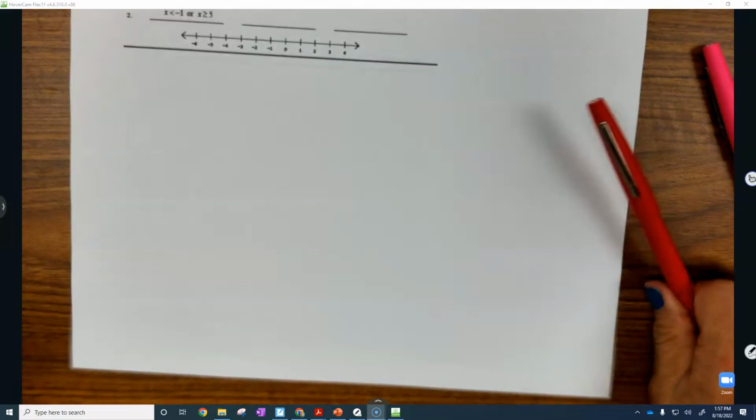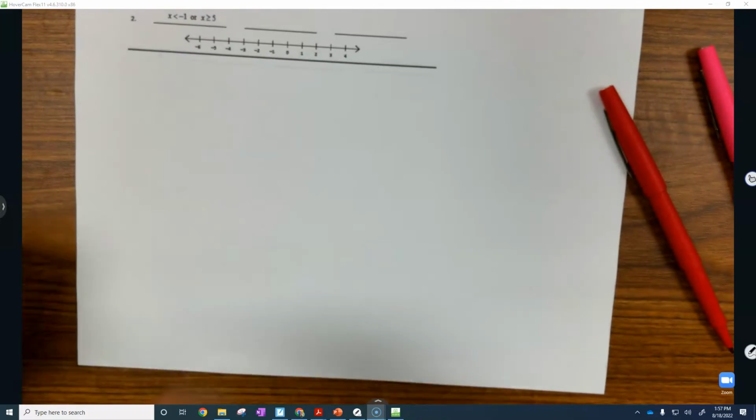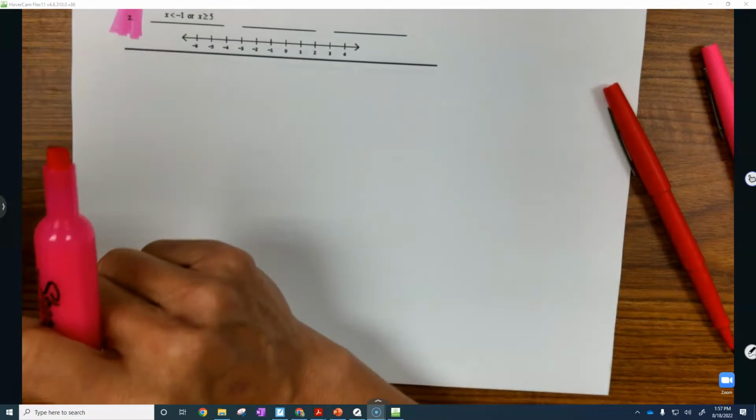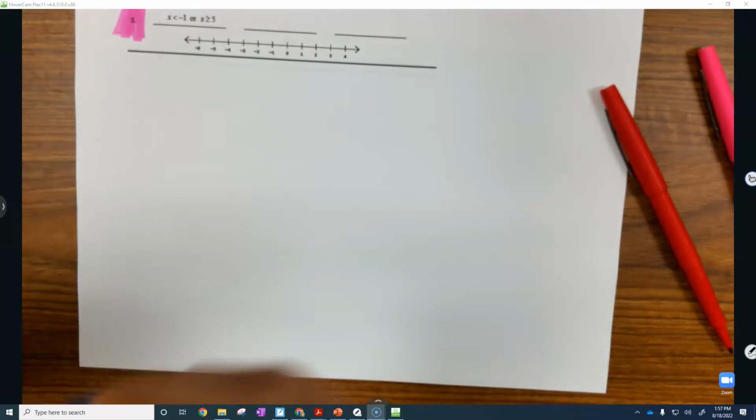All right, we're moving on. Let's go ahead and take a look at the next one. So remember when I asked you to get a highlighter out? I would make sure I highlight this. This one is very, very important. You're going to see this either on a test or a quiz.